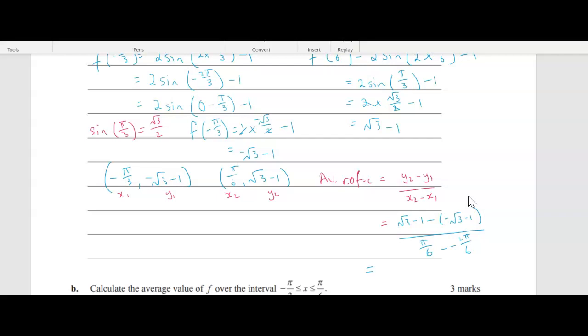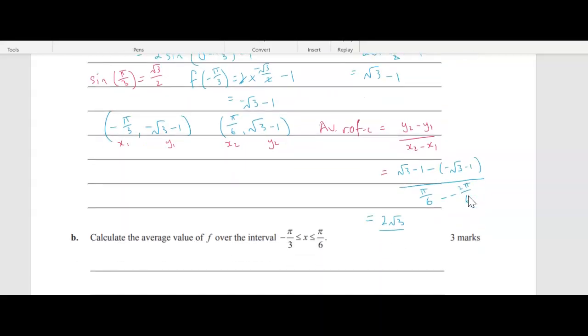All right, so root 3 minus negative root 3, so 2 root 3. Negative 1 plus 1 is 0. And then we've got pi on 6 plus 2 pi on 6, so 3 pi on 6, which is pi on 2. Now we shouldn't leave it like that. So it's 2 root 3 times 2 on pi, and that will give us 4 root 3 on pi.